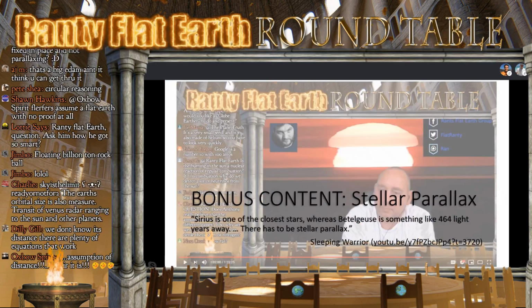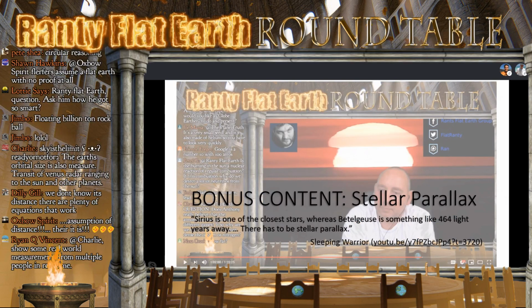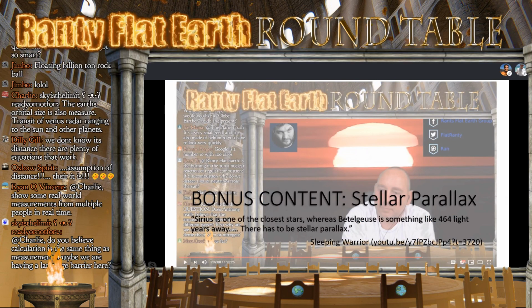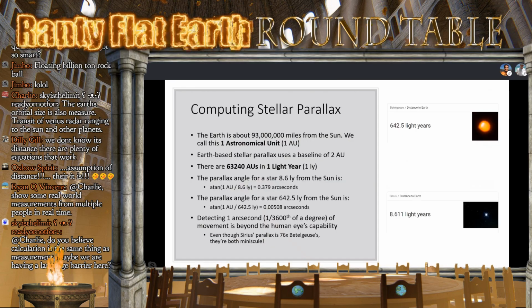But wait, there's more. Sleeping Warrior said that Sirius is one of the closest stars, whereas Betelgeuse is something like 464 light years away. There has to be stellar parallax. There is stellar parallax, Anthony. It's just really, really tiny.